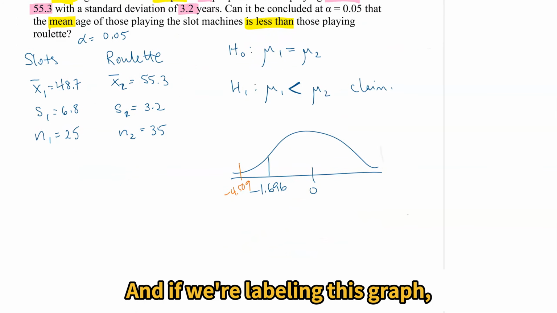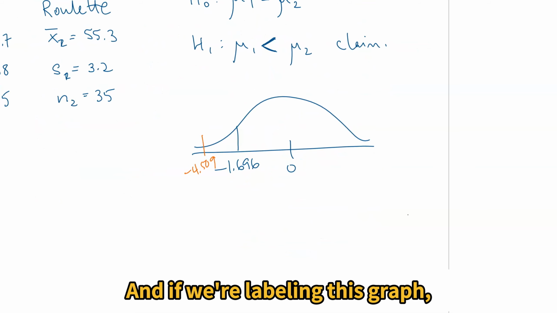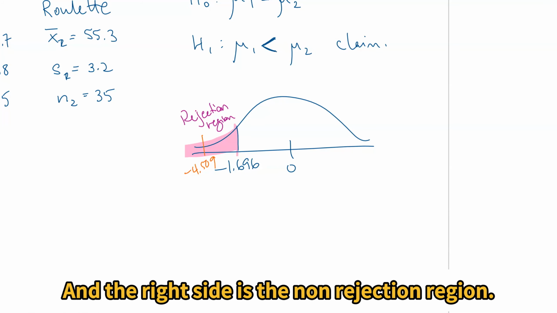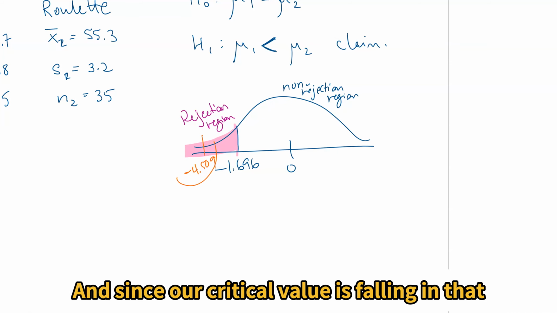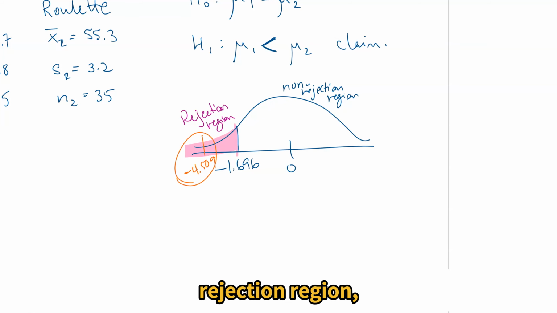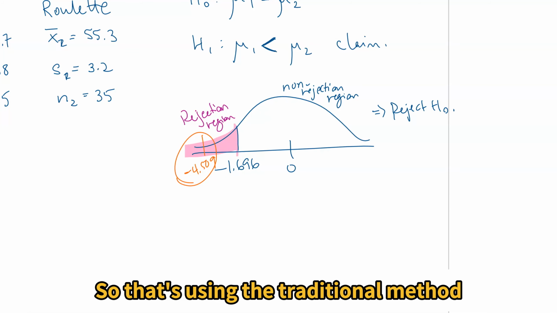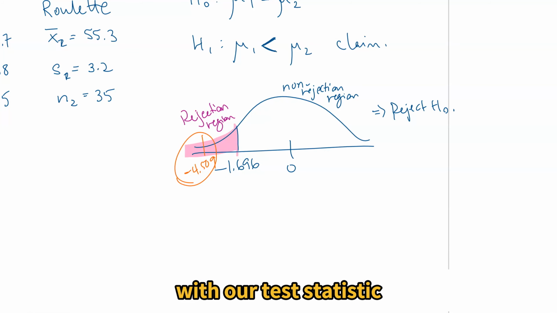4.509. And if we're labeling this graph, we would label this side as the rejection region and the right side as the non-rejection region. And since our test statistic is falling in that rejection region, we would reject the null. So that's using the traditional method with our test statistic and our critical value.